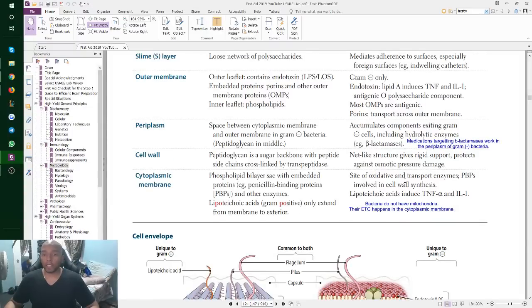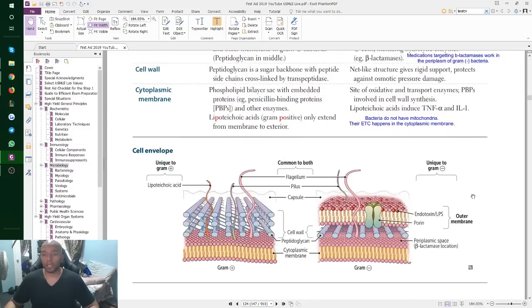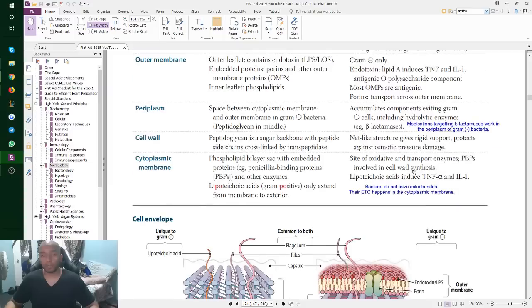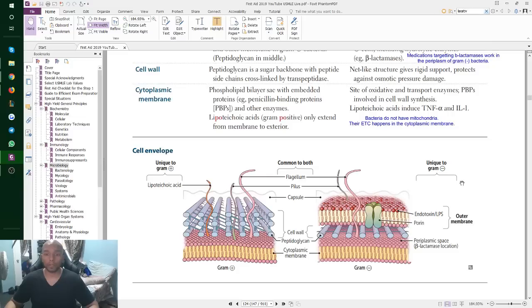So cytochrome oxidative and transport enzymes, penicillin-binding proteins. Lipoteichoic acid specifically induces TNF-alpha and interleukin-1 activity as well, just like lipid A did in gram-negatives, right? So gram-negatives had endotoxin, right? Lipid A induces TNF and interleukin-1 activity. Gram-positive guys have lipoteichoic acid, which also induces TNF-alpha and interleukin-1 activity, right?